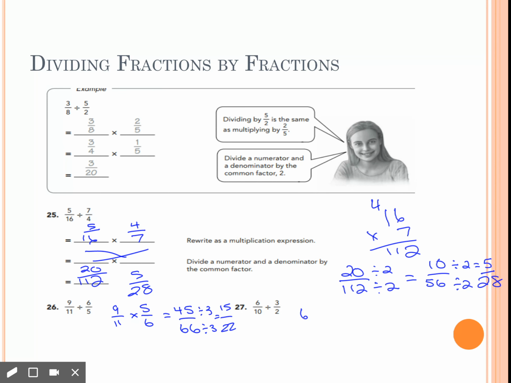15 over 22 is the simplified answer for number 26. And 2/5 is the simplified answer for number 27.